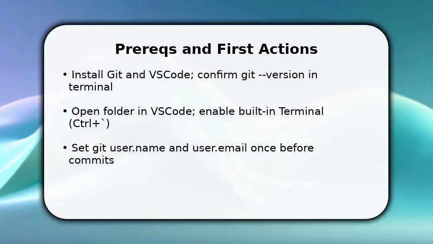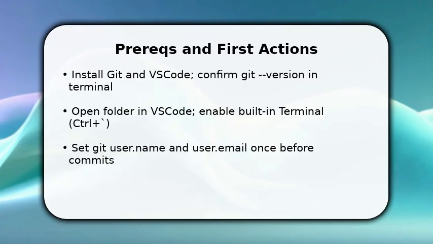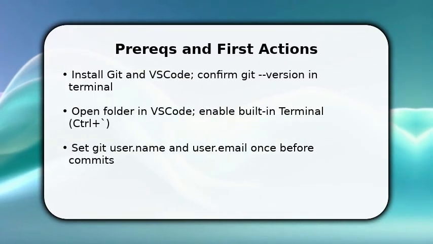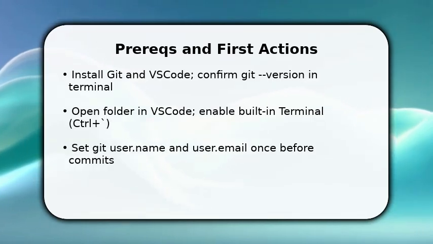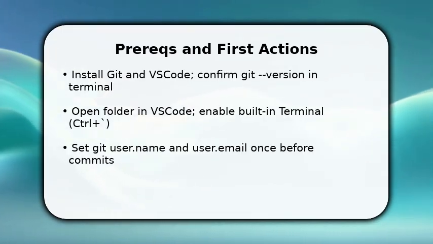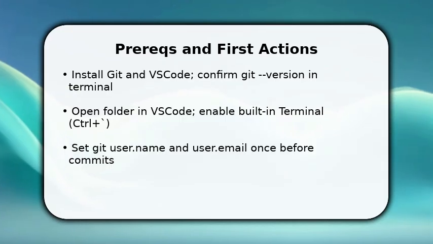You already have VS Code and Git installed. Open the project folder now and press Ctrl+` to reveal the integrated terminal. First, run git --version to confirm Git is available, then set your identity with git config --global user.name "Your Name" and git config --global user.email "you@example.com" so commits attribute correctly.